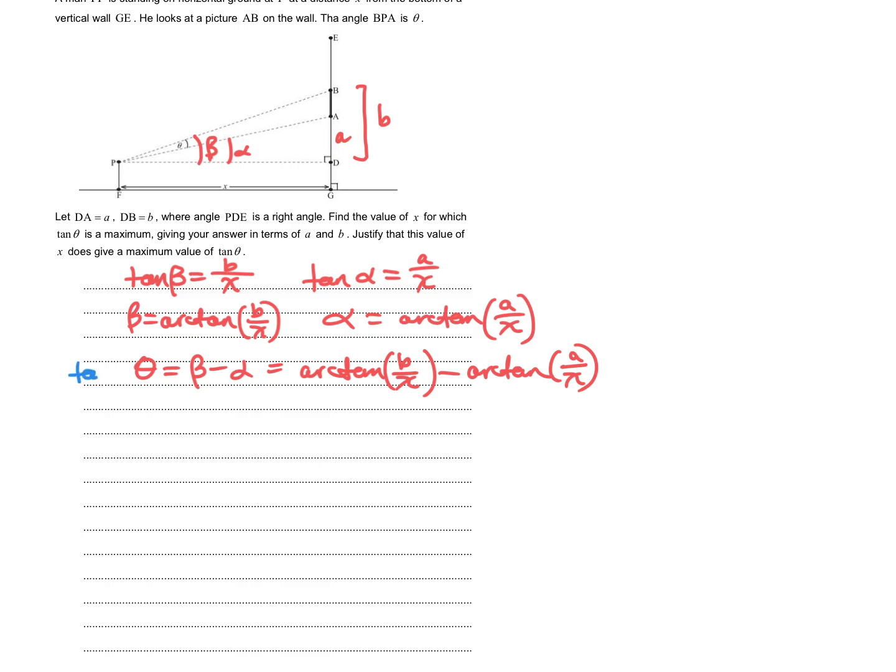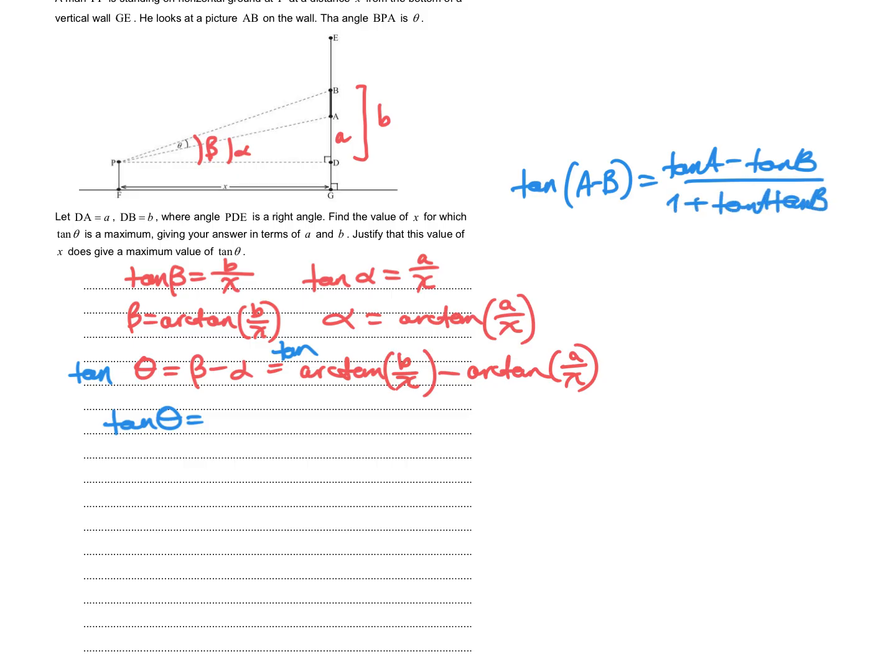So if we do the tangent of both sides, we're going to have tangent theta equals, using the formula in the formula booklet, tangent A minus B equals tangent A minus tangent B over 1 plus tan A tan B. So if we do tangent of arctangent, that's just going to be B over x minus tangent of arctangent A over x, so this is A over x. And then we want 1 plus tan A tan B.